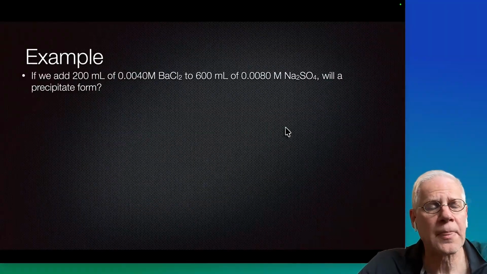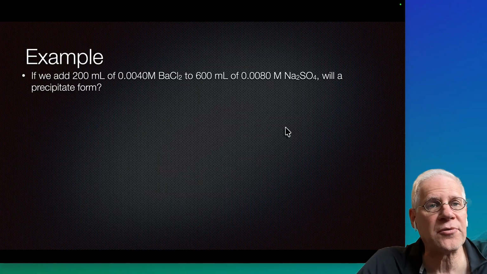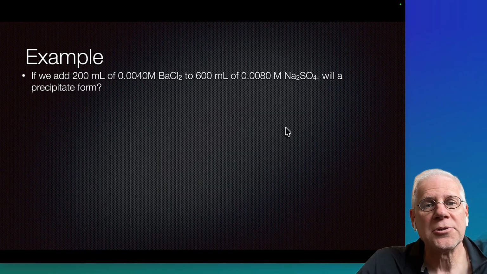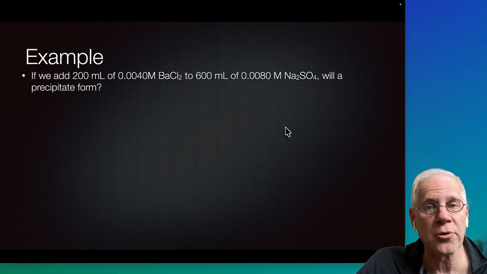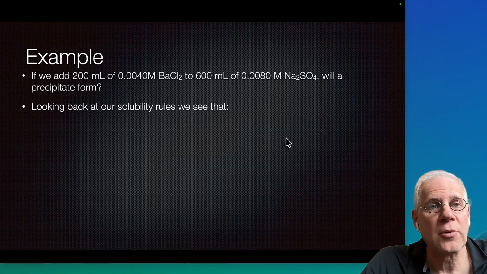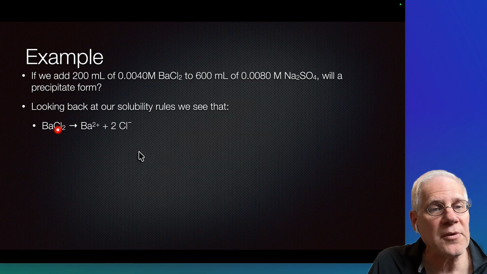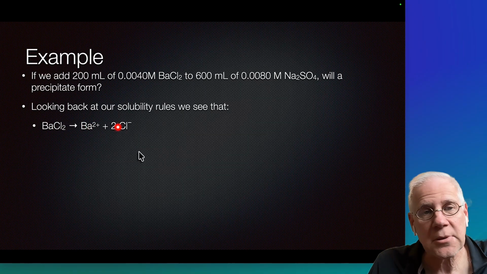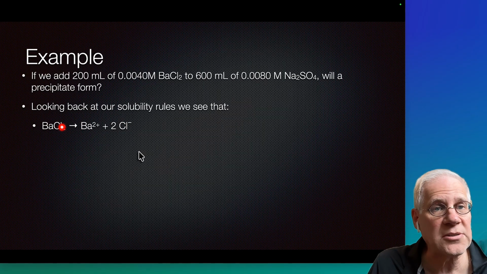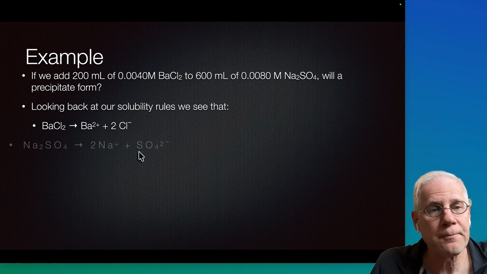So let's look at an example. We are going to add 200 milliliters of 0.0040 molar barium chloride to 600 milliliters of 0.008 molar sodium sulfate. Will a precipitate form? First thing we have to do is take a look at the ions that we have in solution after the two solutions are mixed and see, do we have two ions that can come together according to the solubility rules and form a precipitate? Barium chloride will separate into barium ions and two chloride ions. Most chlorides are soluble, barium is not one of the exceptions, and so they do come apart just fine.